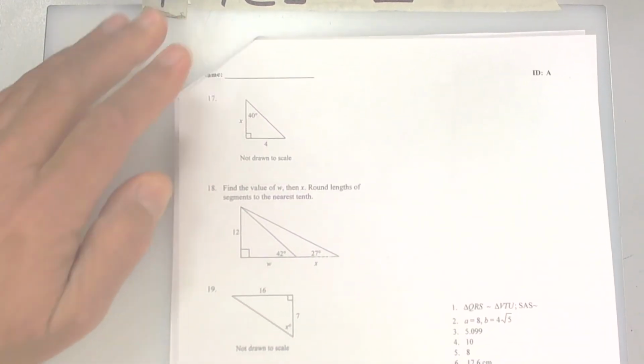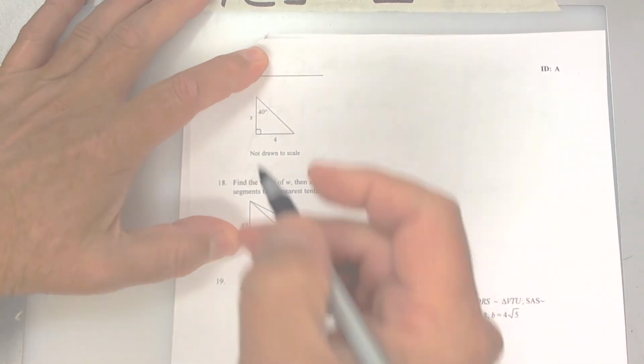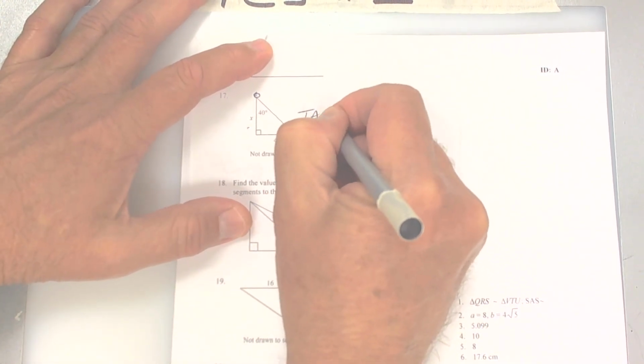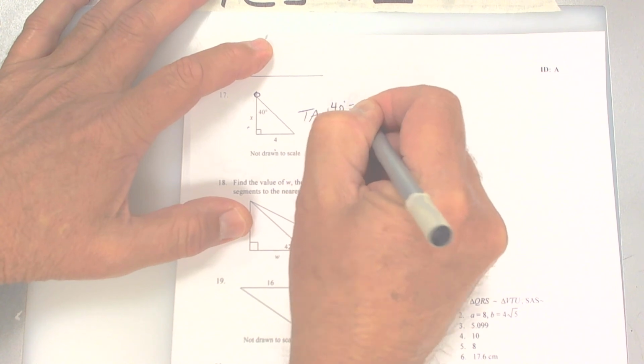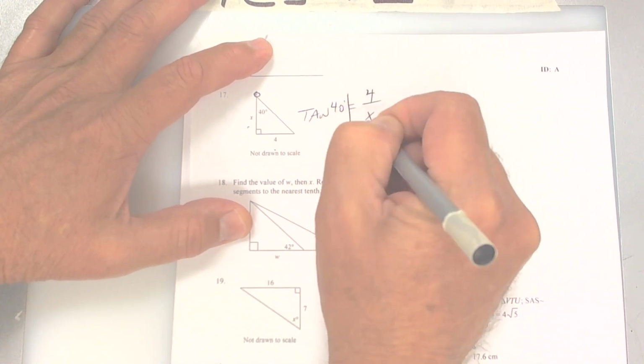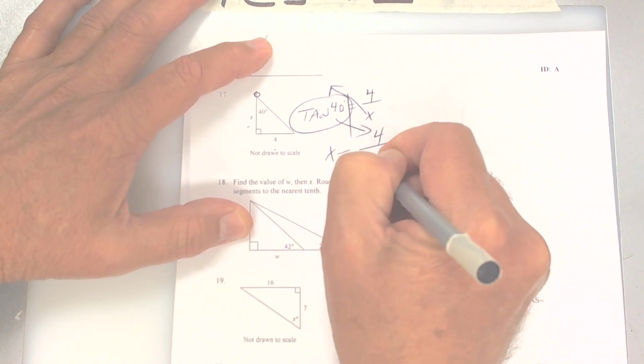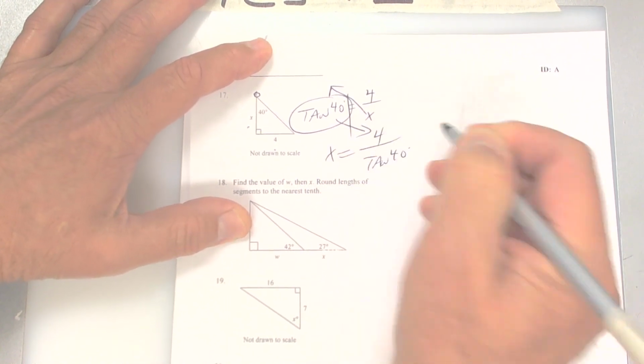All right, we're getting close to the end. Stay with me. This one right here is straight up trig. So it looks like it's going to be opposite over adjacent. So it's going to be the tangent of 40 degrees is equal to opposite over adjacent. You're going to switch these and you're going to get your answer. So it's going to be 4 over the tangent of 40 degrees.